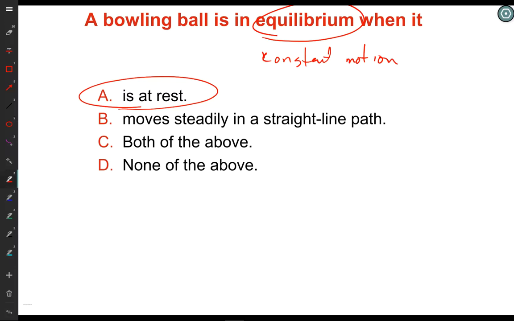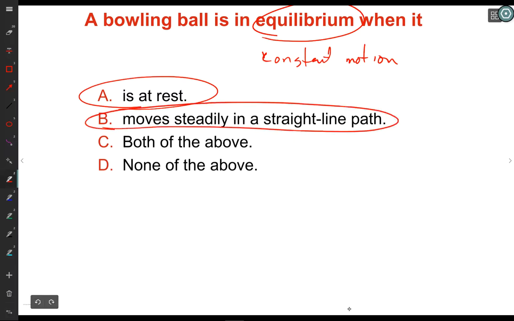B moves steadily in a straight line path. Is its motion changing if it's moving steadily in a straight line path? Nope. And so Jessica was absolutely correct. Both of them are in equilibrium.